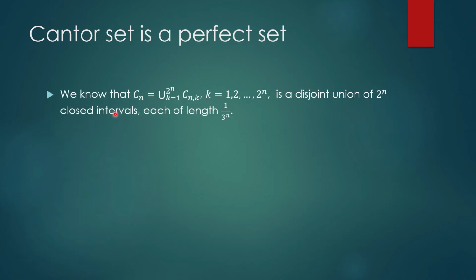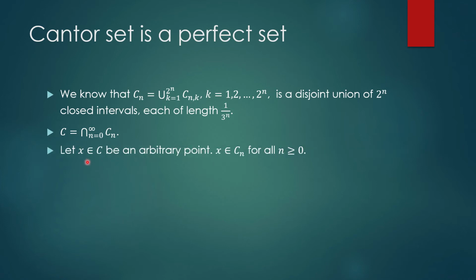We know that Cn is equal to the disjoint union of intervals Cnk, k running from 1 to 2 to the power n. It is a disjoint union of 2 to the power n closed intervals, each of length 1 upon 3 to the power n. And then we form the Cantor set in this way: the Cantor set is equal to the intersection, n going from 0 to infinity, of Cn, and therefore the Cantor set is a closed set. So the remaining thing that we are going to prove is that every point of the Cantor set is a limit point. Then the Cantor set will be a perfect set.